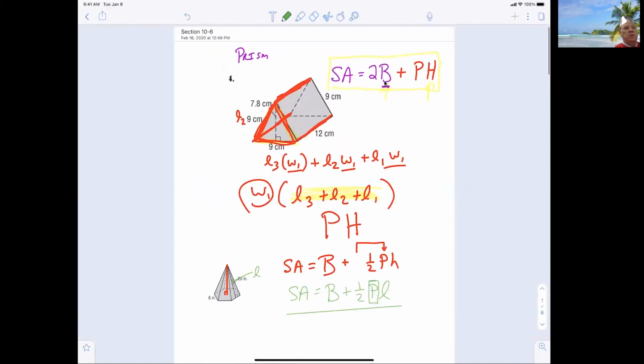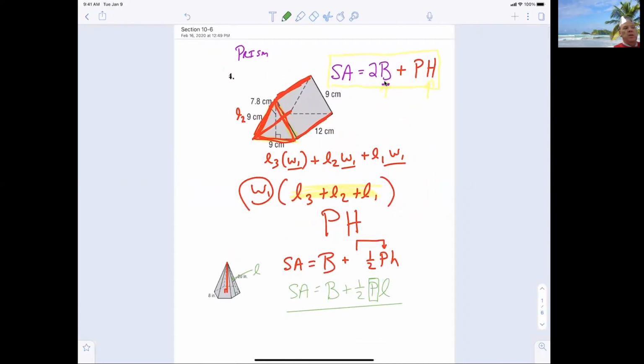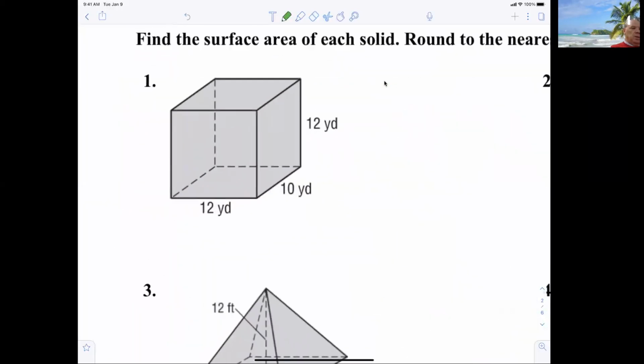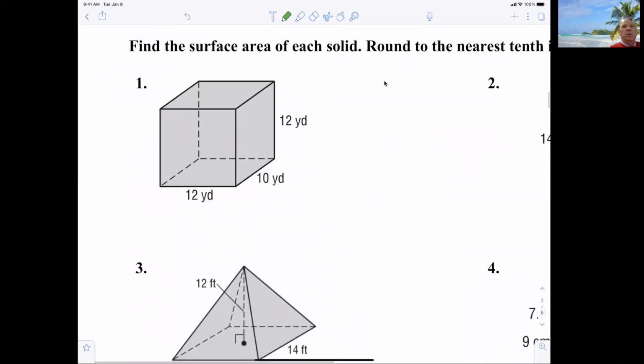All right. So again, two main formulas: 2 times the area of the base plus the perimeter times the height. That's for a prism. And area of the base plus 1/2 perimeter times the slant height is the surface area of a pyramid. All right. So with that being said, let's just try a couple real quick. So again, we're not doing this like the old days. All right. So here we go.